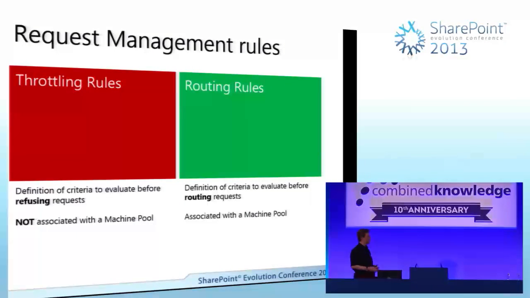We have two types of rules. Throttling rules is basically the definition of the criteria to look at before refusing requests. So we don't associate these with anything, because if we match one of these rules, we're just going to kill the TCP connection at that point, and nothing further happens. Then we have our routing rules, which is the criteria to evaluate before we then send the request further down to the prioritization and load balancing components. And these ones we do point at machine pools or individual machines, depending on how large our farm is.